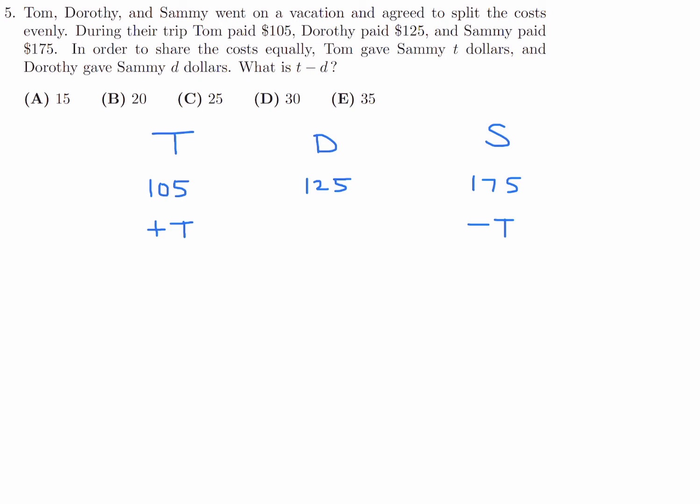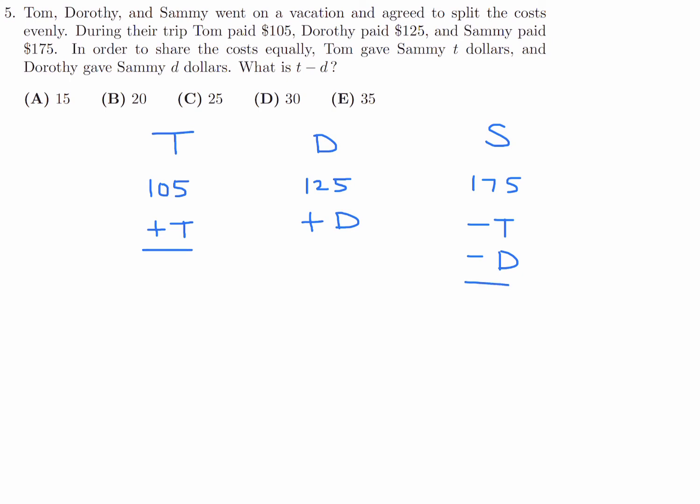And then Dorothy does the same thing, but she gives D. So her costs go up by D, but then Sammy's costs go down by D. And they're saying all of these are now equal. And then if they're equal, figure out T minus D. Okay, well, shouldn't be that bad.